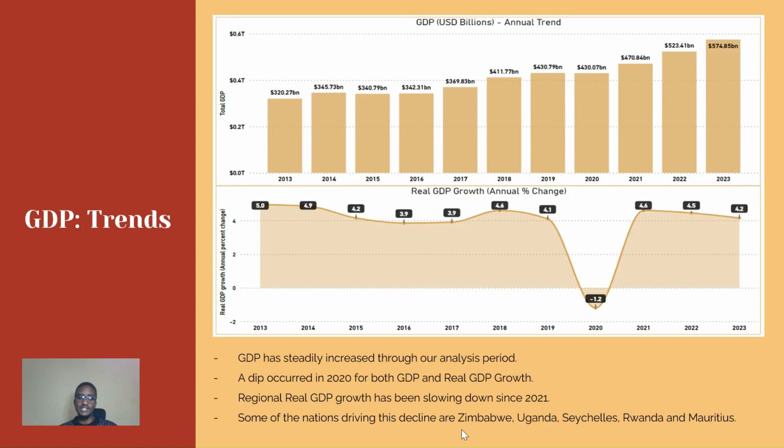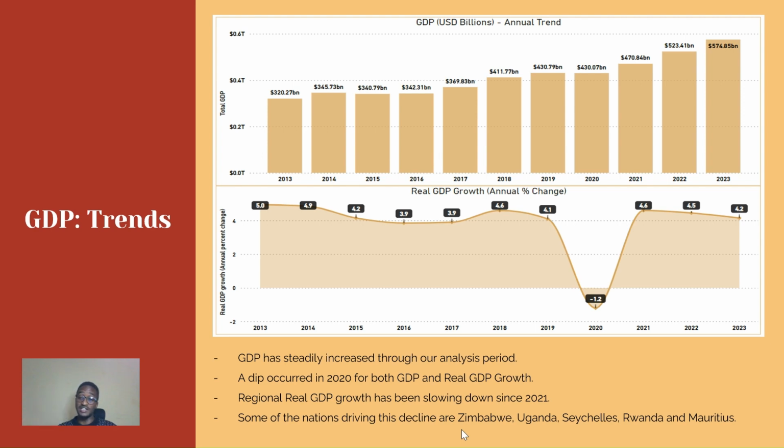Then, if we consider the GDP trends for the whole region, you can see that it's been increasing steadily year on year. Of course, we had a bit of a dip in 2015. We also had a bit of a dip in 2020, as you can imagine. And if you look at the real GDP growth percentage change curve, you can see that in 2020 there was negative growth, a very big fall between 2019 and 2020. But after that, in 2021, there was a recovery.